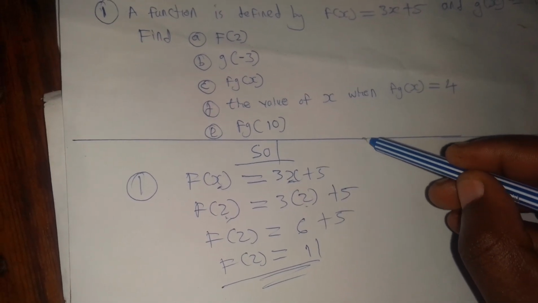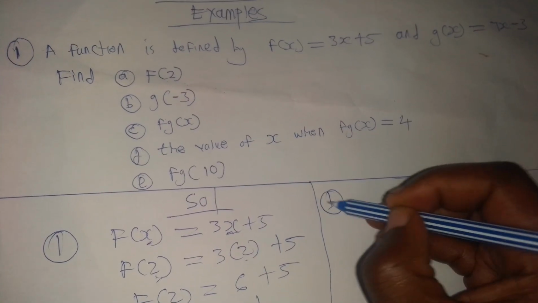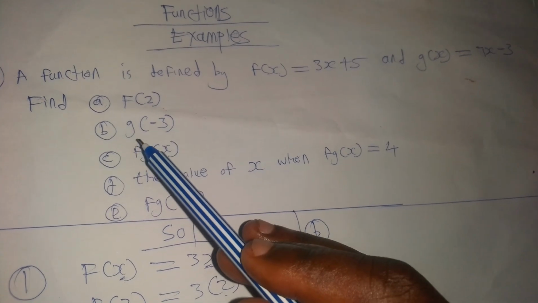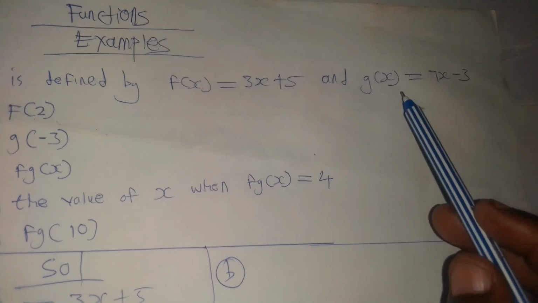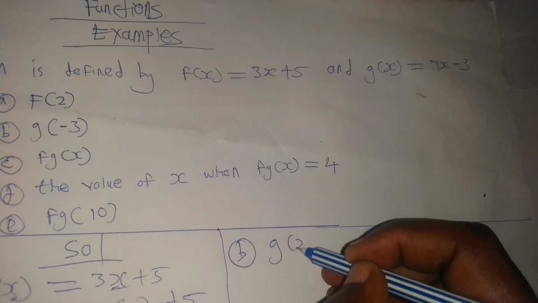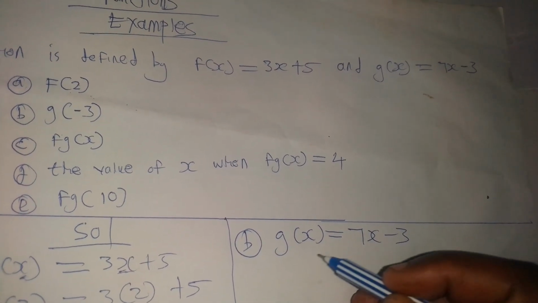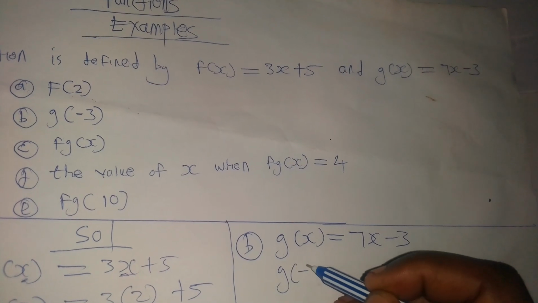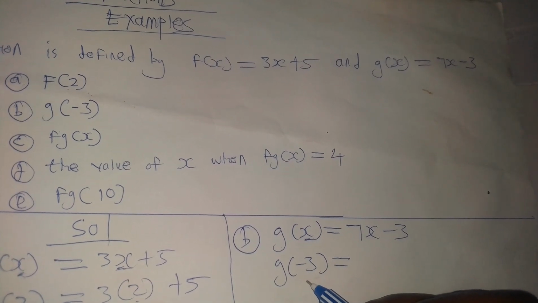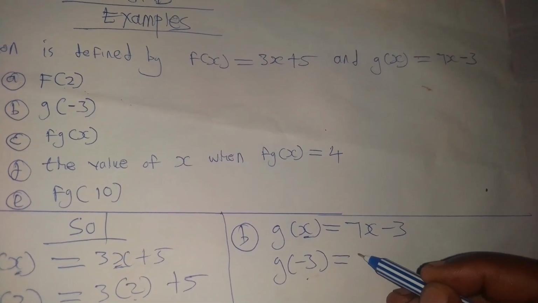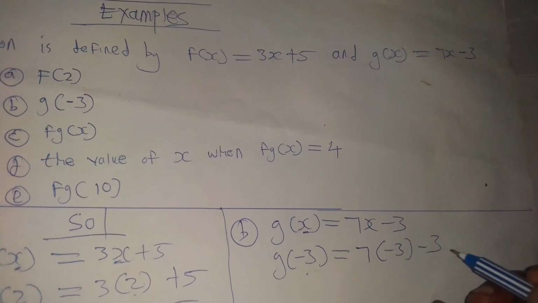From there we have to solve for 1b. Now, they are saying g of negative 3. So you go where there is g of x. So g of x we have 7x minus 3. Then they say we should find g of negative 3. You can see where there is x, they have replaced with negative 3. Meaning where there is x, replace with negative 3. So you say 7 multiplied by negative 3 minus 3.